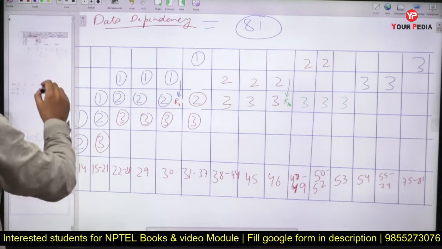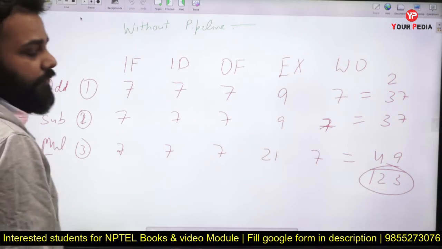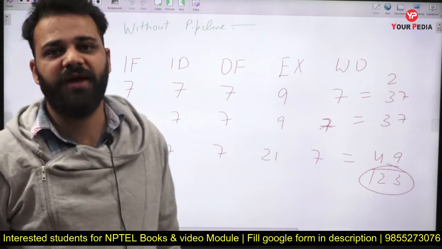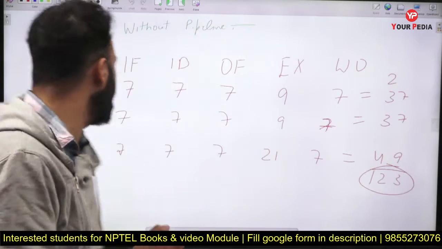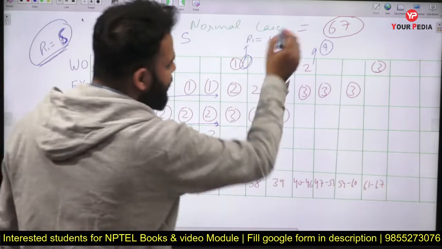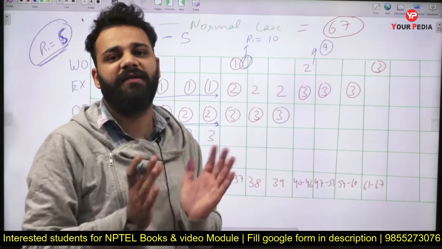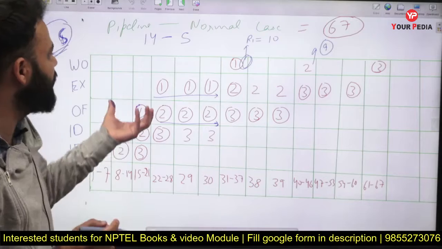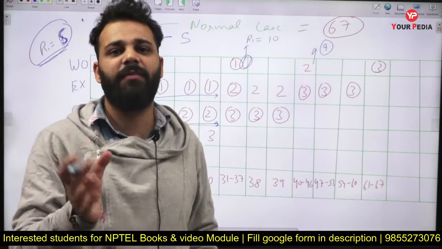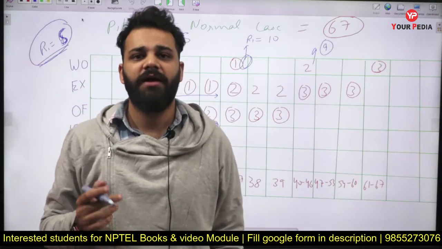Now as you can see in this question, if you don't use the pipeline, the number of cycles required was 123. So we use pipeline to reduce the number of cycles, to save cycles. So we used pipeline here, and the number of cycles was reduced to 67. But as there are data dependencies, also known as hazards, if hazards are present in our instructions, then the number of clock cycles will increase, because hazards are directly related to the number of stalls.